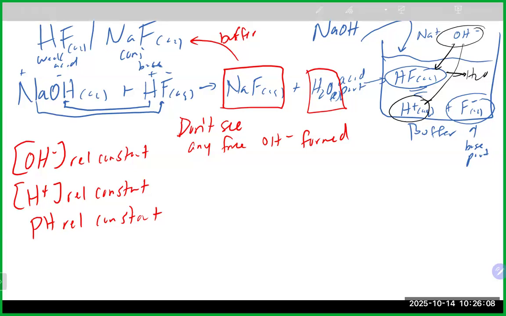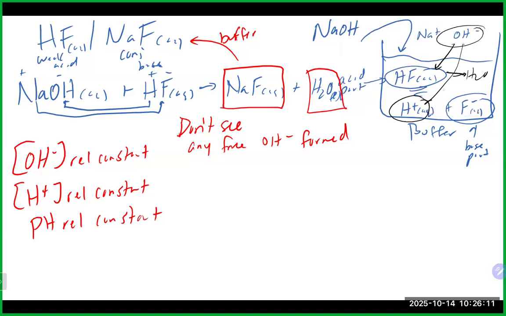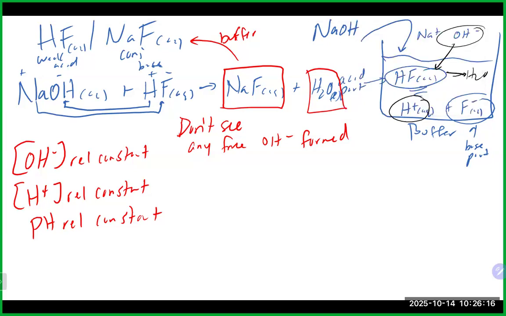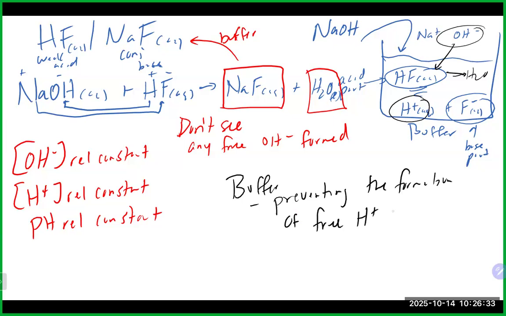So ultimately what makes a buffer work is that ability to prevent the formation of free H plus or free OH minus. So a buffer is able to resist that change by preventing the formation of free H plus if you add acid, or free OH minus if you add base to a solution.